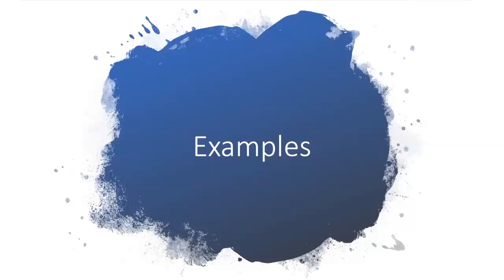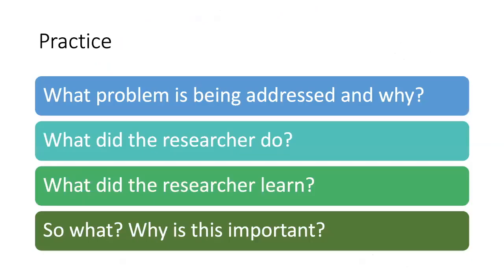I'm going to go through several examples today. In these examples, I'll practice identifying the problem that's being addressed and why, and this will be highlighted in blue. I'll also identify the methods, what the researcher did, and that'll be highlighted in this aquamarine green. In the brighter green will be the results. And finally, the olive green will highlight the conclusion and recommendations.